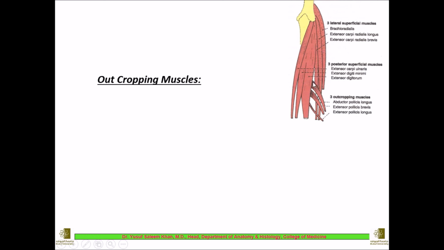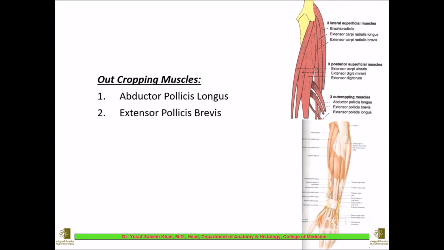Among these two groups of muscles, there are three muscles which are also from the posterior compartment, but these are three muscles which are deep inside, and they're going to the thumb. They look as though they are cropping out. So that's why these are called outcropping muscles. These are the abductor pollicis longus, extensor pollicis brevis, and then the extensor pollicis longus. Okay, so these are the three muscles which are called the outcropping muscles.